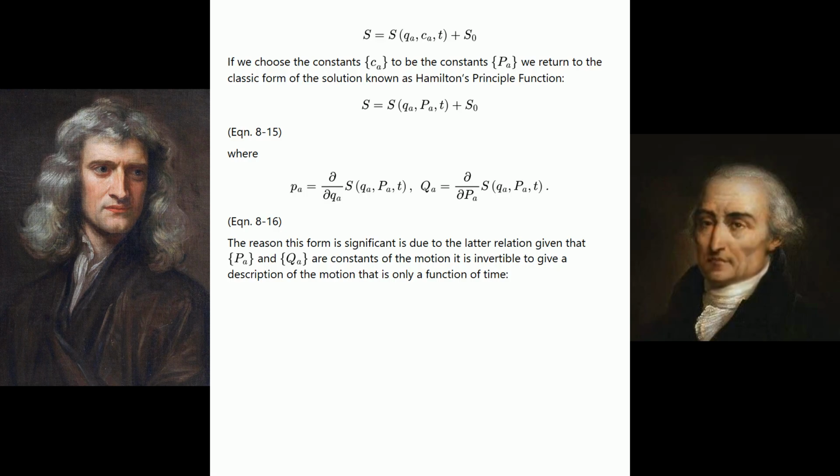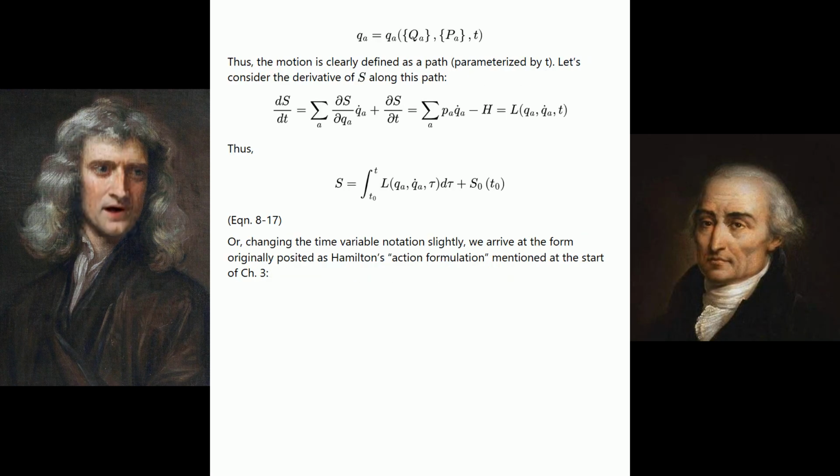The reason this form is significant is due to the latter relation. Given that the set p sub a and the set q sub a are constants of the motion, it is invertible to give a description of the motion that is only a function of time. See the equation shown. Thus, the motion is clearly defined as a path, parameterized by t. Let's consider the derivative of S along this path. See the next equation. Thus, see equation 8-17.